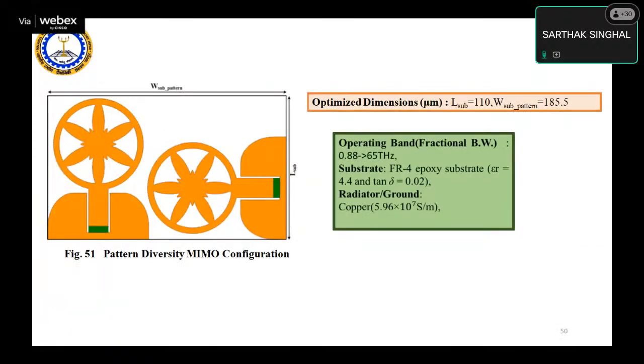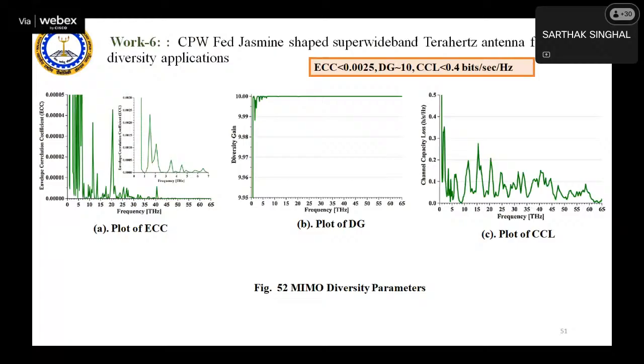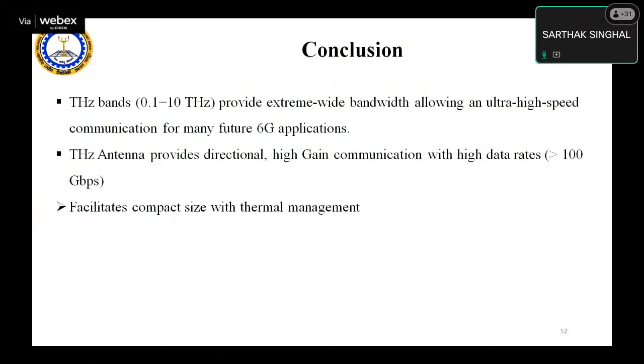Then the pattern diversity MIMO configuration, okay, we discussed. Then the diversity performance parameters are fulfilling the limits. Okay. Now the conclusions of this presentation are that we have discussed about 6 to 7 designs for this 5G and 6G application. The structures were significantly designed and analyzed.